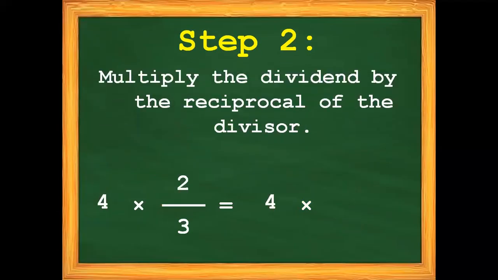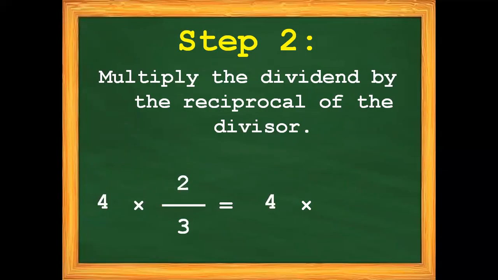Step number 2, multiply the dividend by the reciprocal of the divisor. So in this case, in step number 2, we need to change the divisor, or we need to give the reciprocal of the divisor. Which among the two is the divisor? Is it 4 or 2/3? So that is the 2/3.